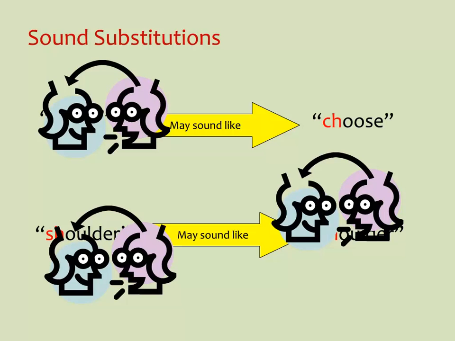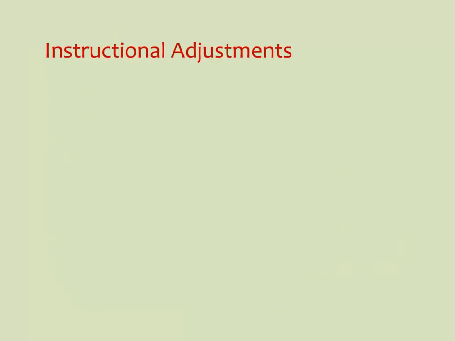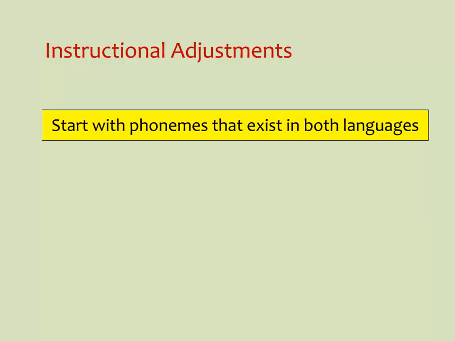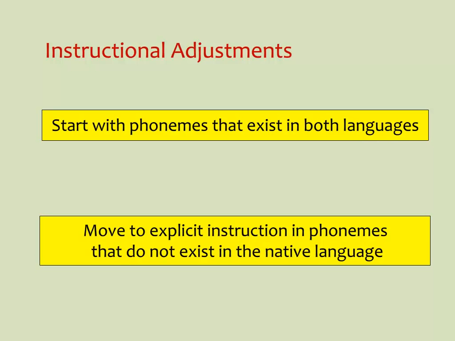It is important to talk to students about the fact that the human mouth can produce and the human ear can perceive many different sounds, but that each language only uses some of them. It is helpful to explicitly teach students how to transfer what they know in their home language into English. Start with phonemes that exist in both languages. Move to explicit instruction in phonemes that do not exist in the native language. In Finnish, for example, the th and sh do not exist.